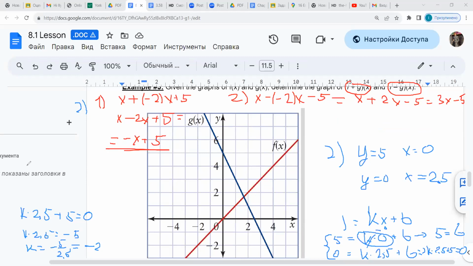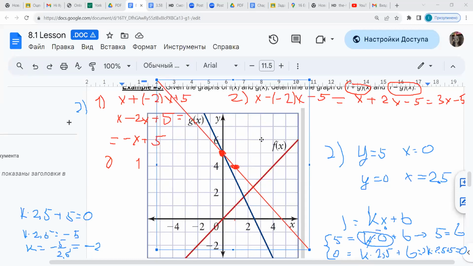You can see it still has a linear dependence, so it's sufficient for us to take 2 points. I suggest we take 0 and 1 for convenience. 0 gives us 5, so 0 and 5, and 1 would give us 1 and 4. Just sketching a straight line through these 2 points, like this, gives us the graph of f of x plus g of x.